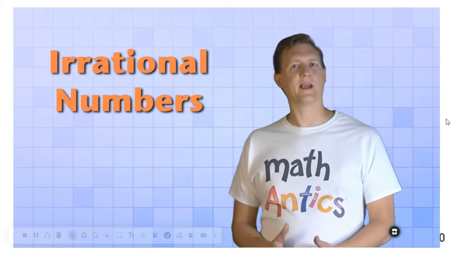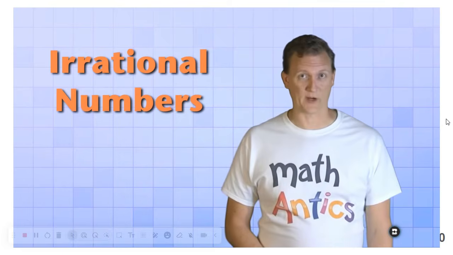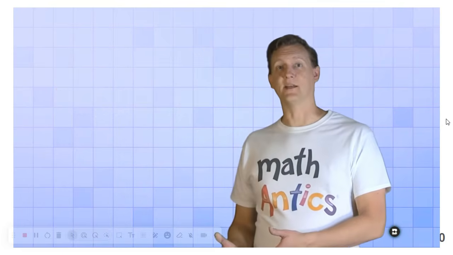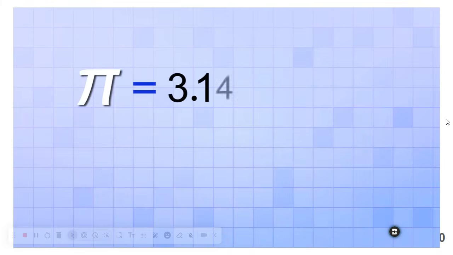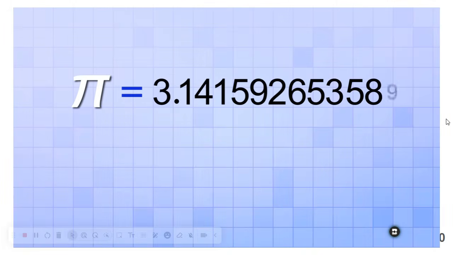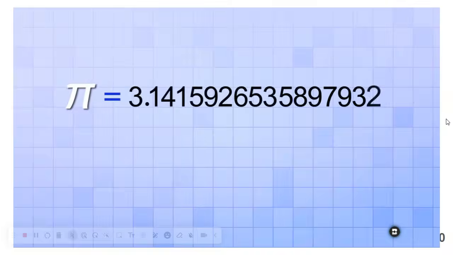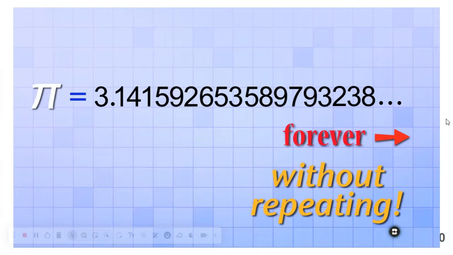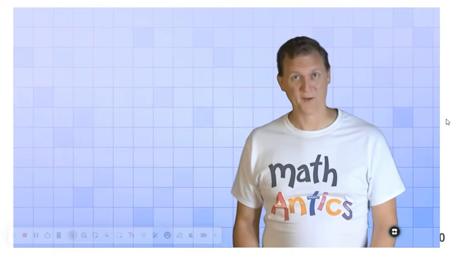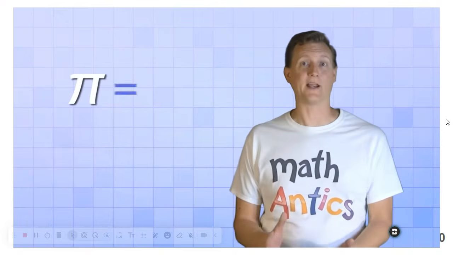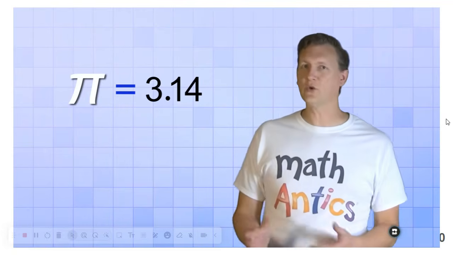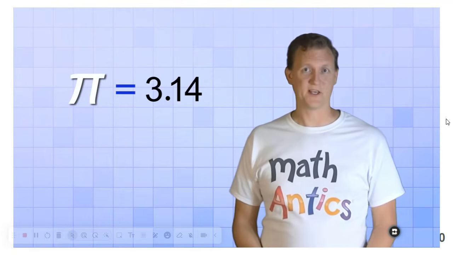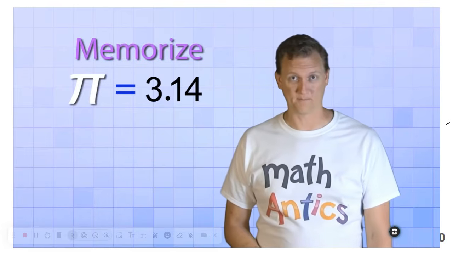But seeing some more of pi's decimal digits will help you understand what I mean. To be more precise, pi is 3.1415926535897932338, and the decimal digits just keep on going forever without repeating. Pretty amazing, huh? But the good news is that saying pi is 3.14 is usually close enough for most math problems, so that's all you really need to memorize.